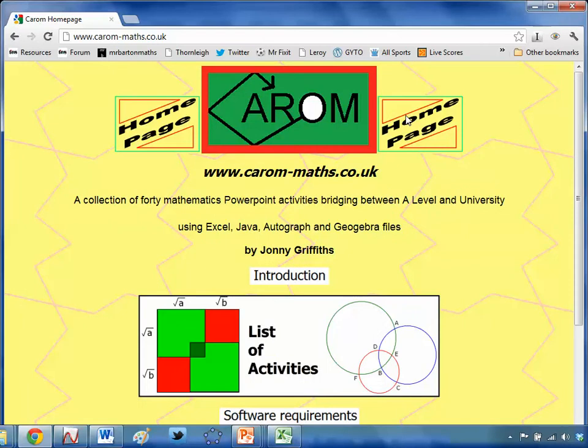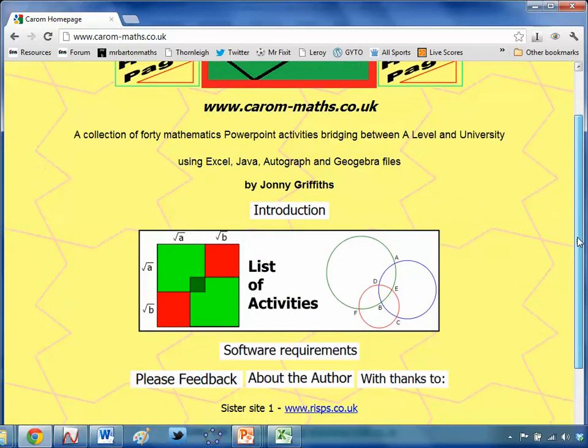But this is his brand new website, and the idea behind this is it's a collection of activities that are supposed to bridge A-level maths and university maths. Now, there's a lot of talk about bridging mathematics between Key Stage 2 and Key Stage 3 when students come to high school, and also, crucially, between Key Stage 4 and Key Stage 5 when students embark on A-levels. But the aim of this website is to go that step further. Can we get our A-level students ready for university? Well, with these activities, we certainly can.